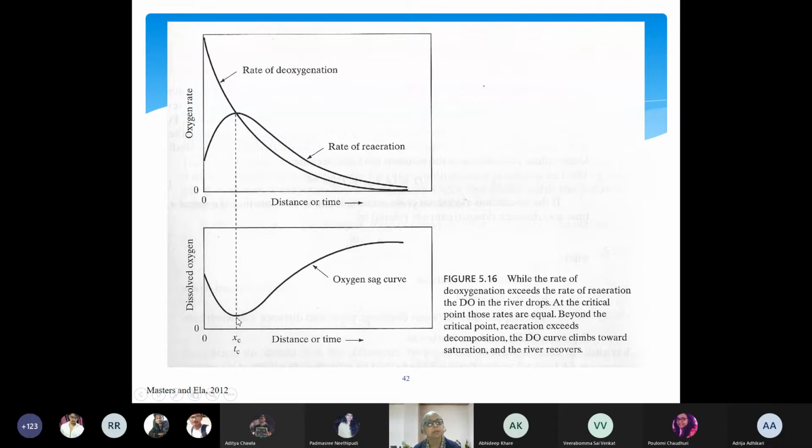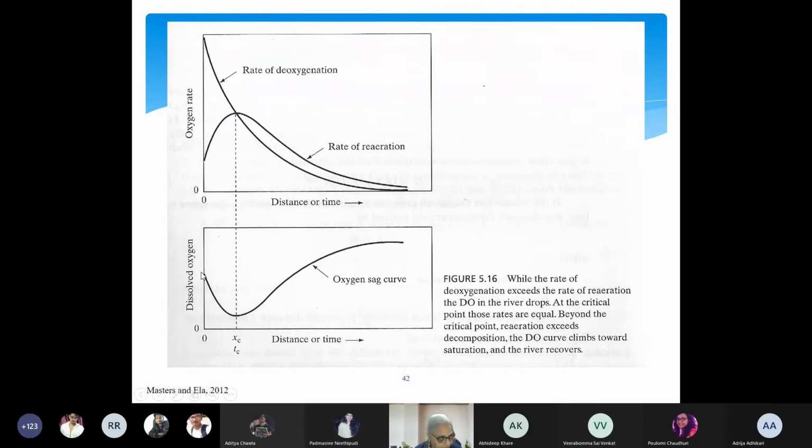There comes a point when the two are equal. So that is the critical point. See the crossover, when the two intersect, at that point, you know from your calculus that that is the critical point. That's the minima of the curve when the slope of this curve is zero. So this is the minima, and at this point oxygenation equals deoxygenation. So we call it critical point. This critical point Xc, Xc is not equal to Tc. The same point corresponds to critical point in terms of distance or time.